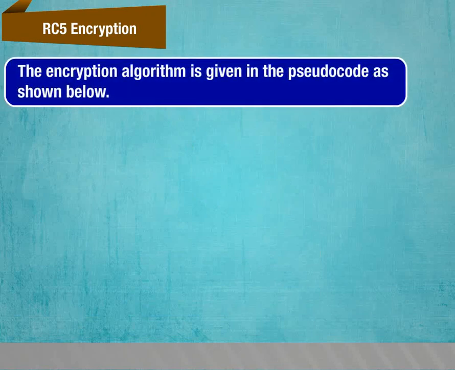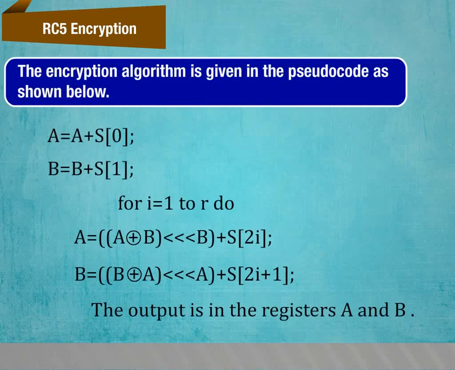The encryption algorithm is given in the pseudocode as shown below. A is equal to A plus S of 0, B is equal to B plus S of 1. For i equal to 1 to R, do A is equal to the rotation of A XOR B to the left by B, plus S of 2i. B is equal to the rotation of B XOR A to the left by A, plus S of 2i plus 1. The output is in the registers A and B.